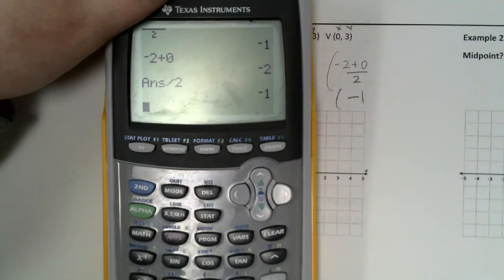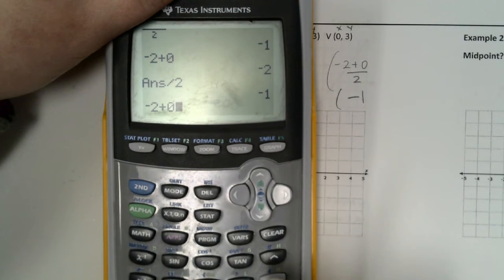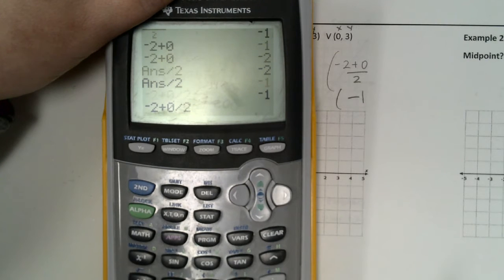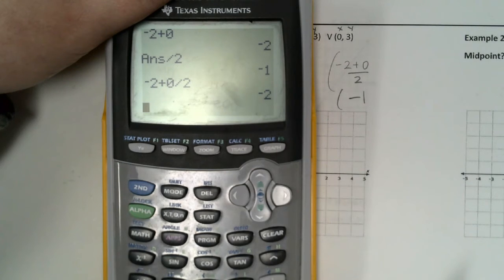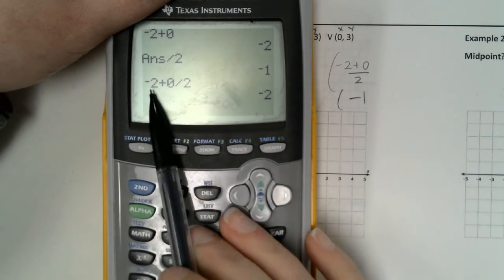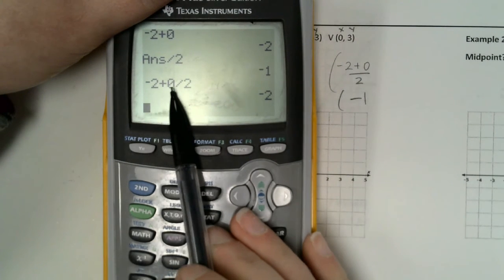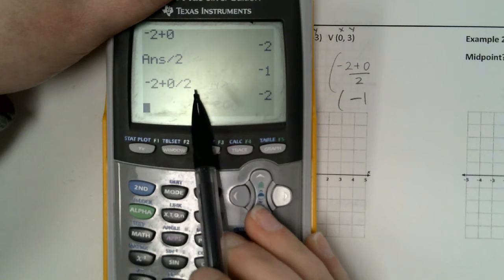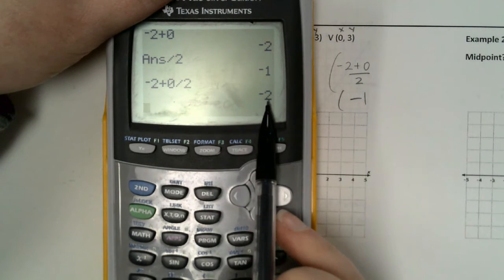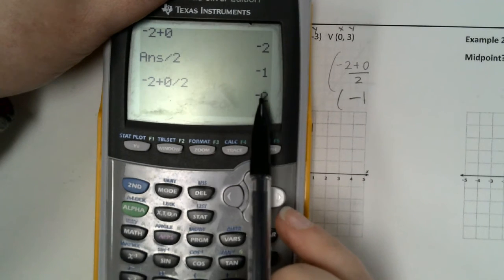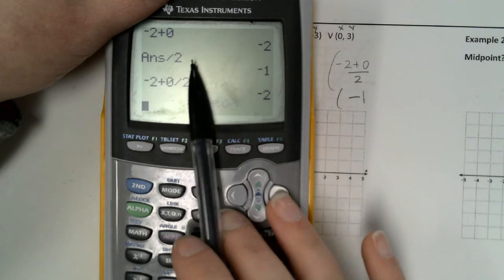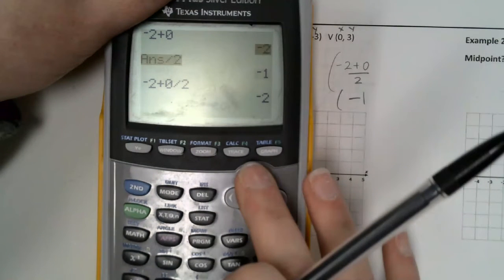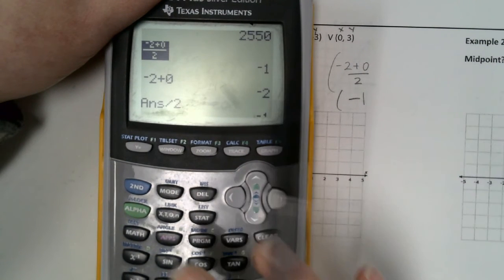What happens if we do -2 plus 0 divided by 2 and we type it in all at once? It gives us the wrong answer. I repeat, I need everybody to see this. You cannot type it in this way, -2 plus 0 divided by 2. If you type it in one line, the calculator does it incorrectly. Okay? You can type in the top, hit enter, and then divide by 2, or you can type it in as a fraction, which is what it looks like on your paper.